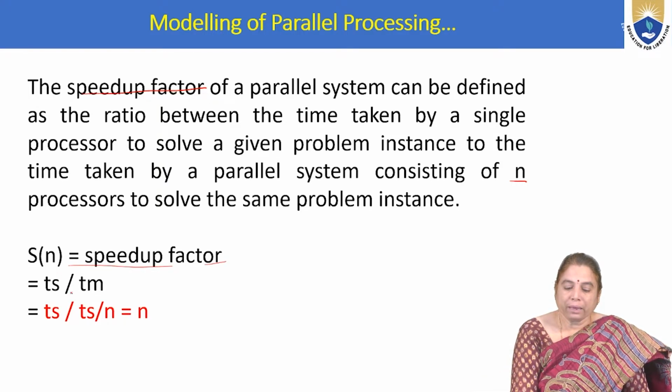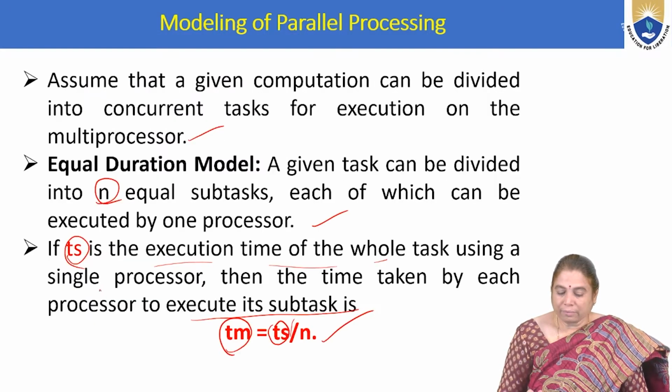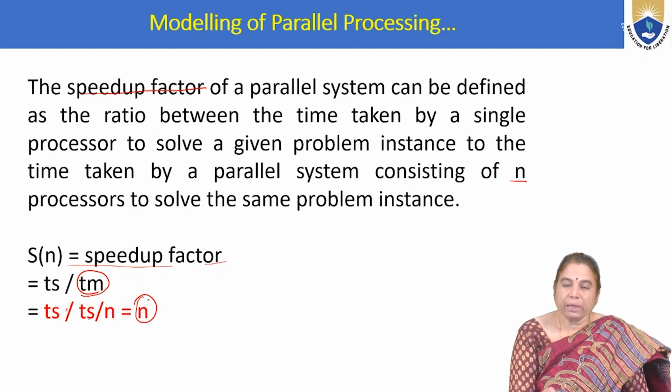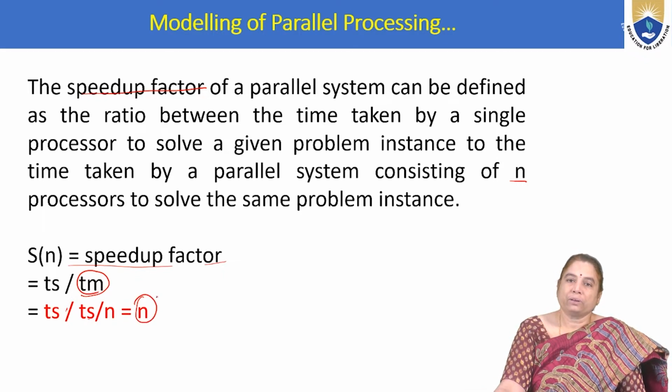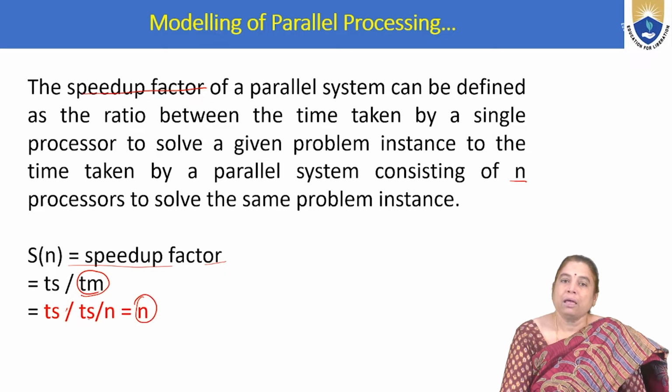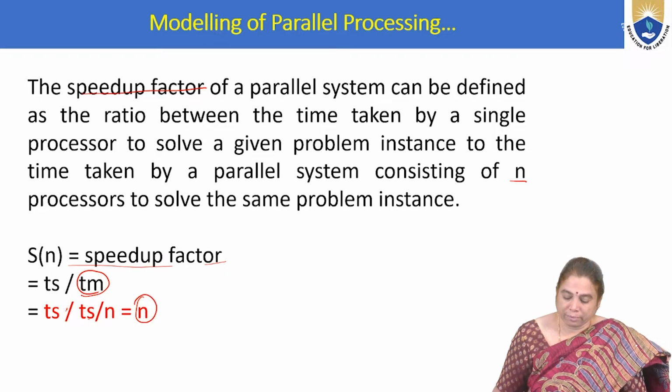The speed up is TS by TM. Here TM is TS by n, so TS by TM is equal to n. That means the execution is sped up by the number of subtasks compared to a single task execution, thereby increasing the throughput in parallel processing systems.